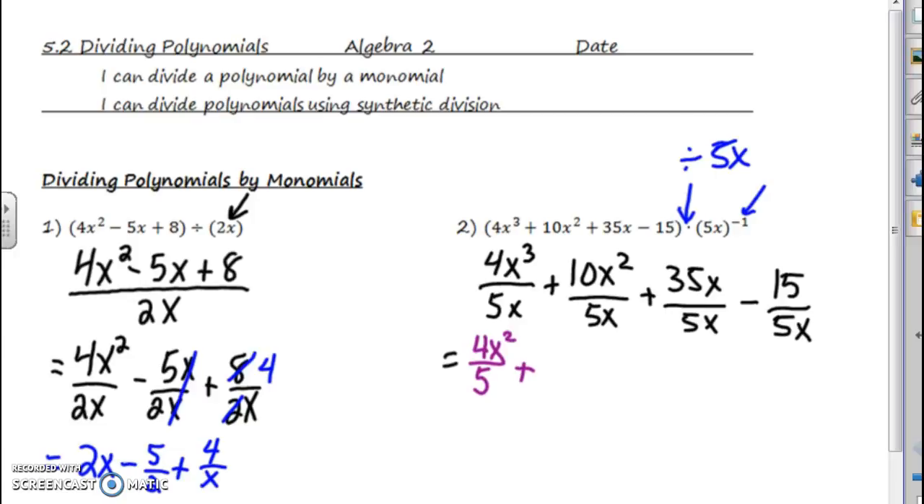Going to the next term, we have 10 divided by 5 gives you 2, and you're top heavy by 1, so you get 2x, which is the same as 2x over 1. The next one gives you 35 over 5, or 7, and then you're even Steven on variables, so those cancel out. And then negative 15 over 5 gives you 3, but you're bottom heavy by 1. So if you notice then, looking back at the progression, it goes a power of 2, a power of 1, a power of 0, and a power of negative 1. So it kind of counts backwards for you. Okay?